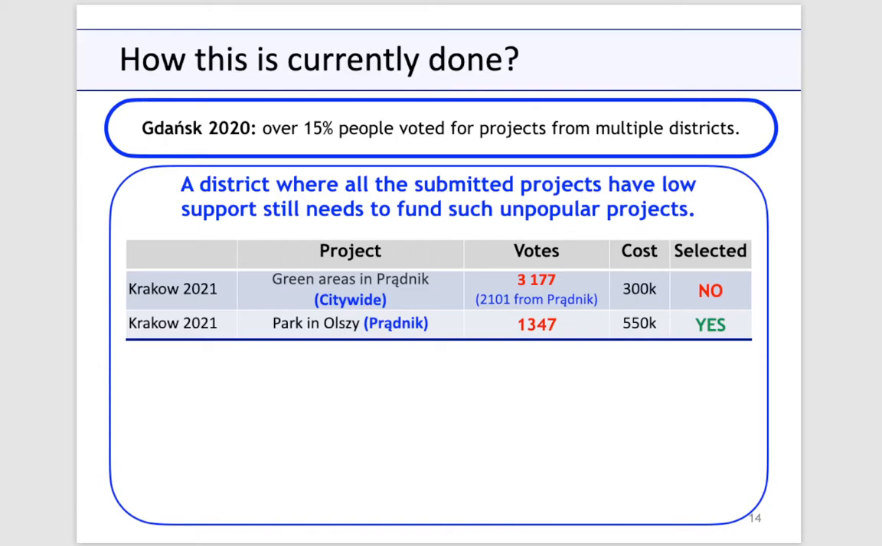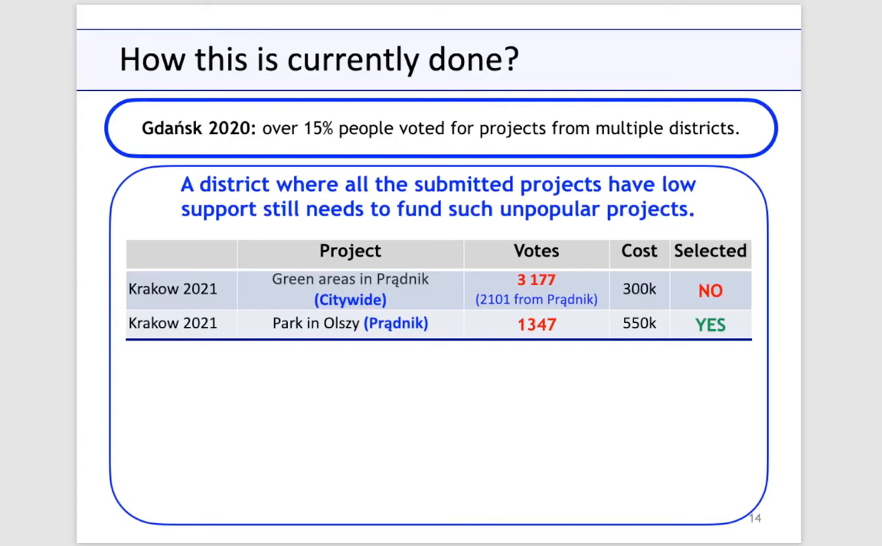It did not receive funding because there was not enough room in the pool designated for these citywide projects. At the same time, a very similar project, also about green areas in the district of Prądnik, received much lower support. It received 1,300 votes and was more expensive. It cost 550,000 Polish zlotys, and it received funding only because it was submitted in the district of Prądnik, where the competition was much lower than among the citywide projects.